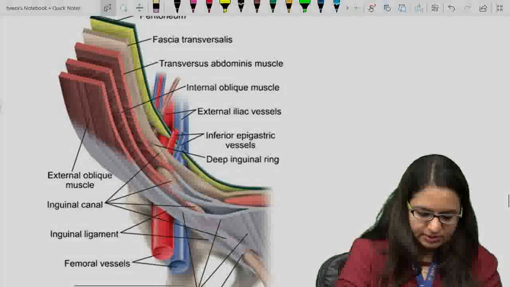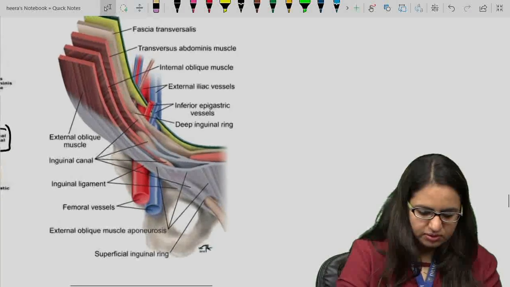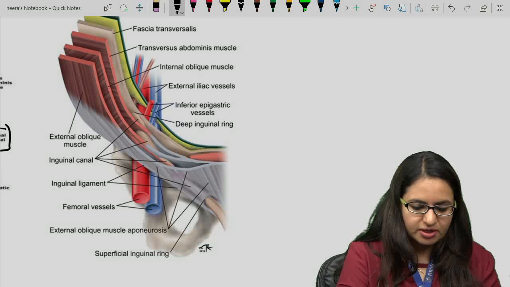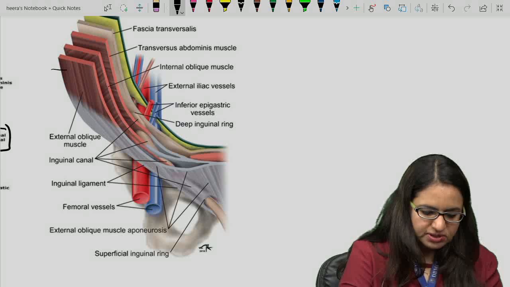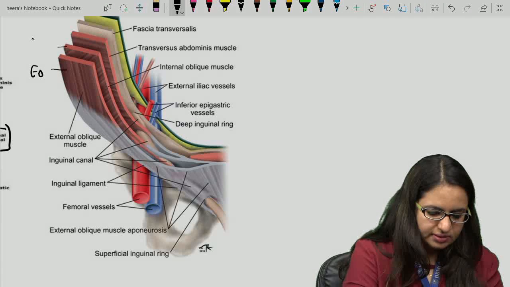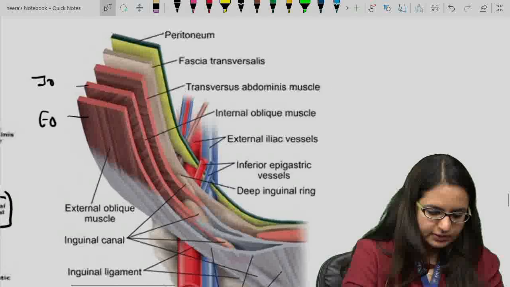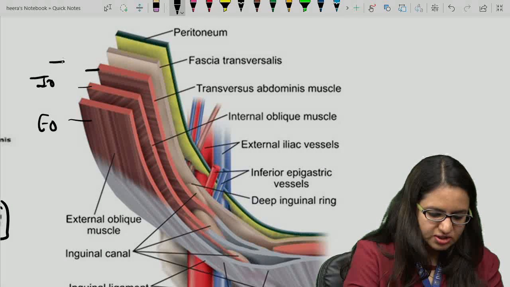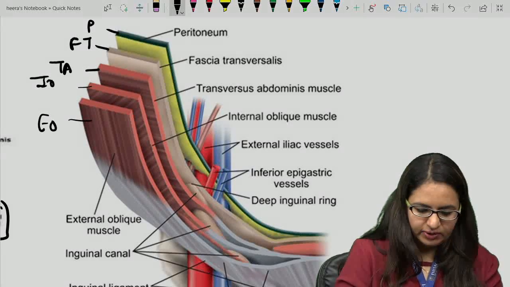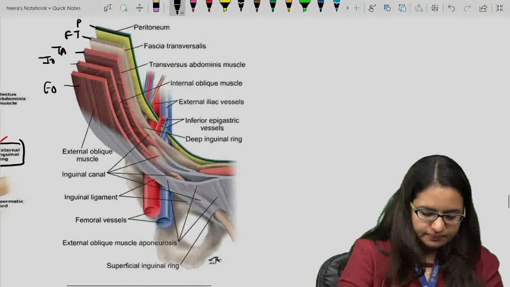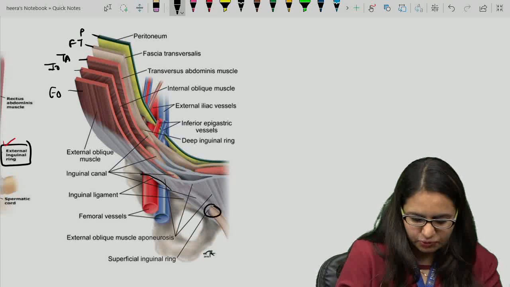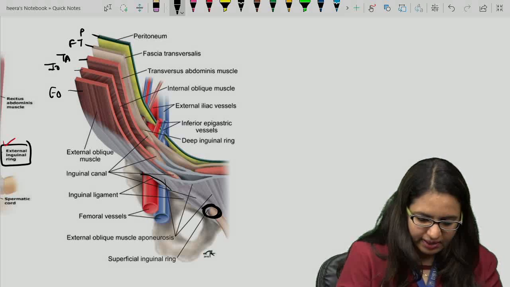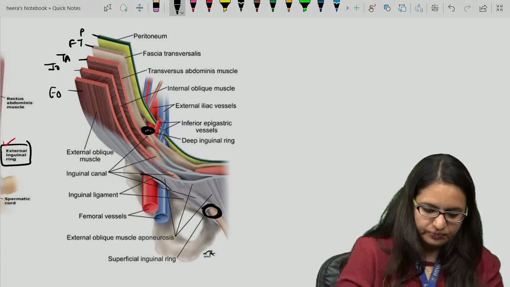Now over here, if you see the various layers in the abdominal portion as well as the muscles which are contributing to the walls of the inguinal canal: the outermost muscle is the external oblique muscle, then internal oblique, this is transversus abdominis, this is fascia transversalis, and this is the peritoneum. The superficial ring is present over here, and the deep ring is present over here.